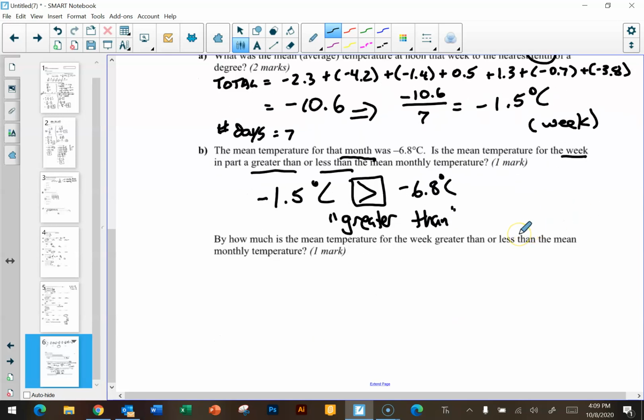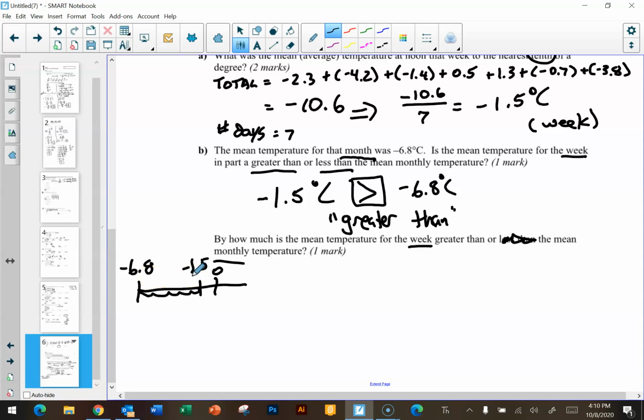The next question says, by how much is the mean temperature for the week greater than or less than the monthly mean? Well, we know it's not less than. We know it's greater than the mean monthly. It's a simple subtraction question, but you have to get the order right. So let's think about it this way. We've got a number line. Zero's here. Negative 6.8 is right there. We've got to get back to negative 1.5, so we're jumping this way. If we're jumping this way, the difference between these two needs to be positive.